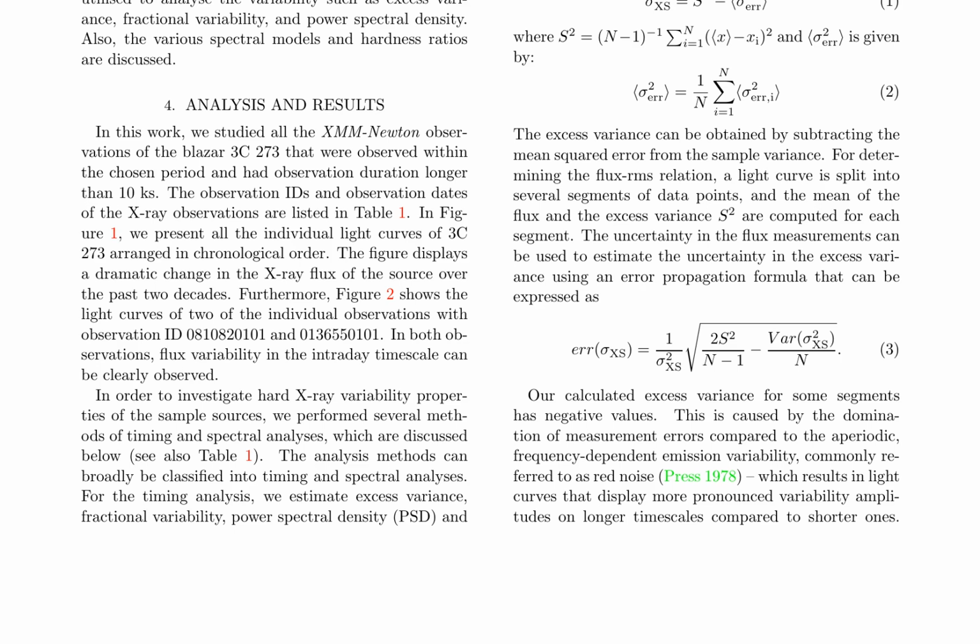The excess variance is calculated using the sample variance and mean-squared error, with error propagation applied to segments displaying negative values due to red noise domination. The results of these analyses provide valuable insights into the nature of variability in Blazar 3C273, shedding light on the underlying physical mechanisms. By examining the variability properties, this study aims to better understand the complex dynamics of blazars, which are crucial for developing accurate models of these enigmatic objects.